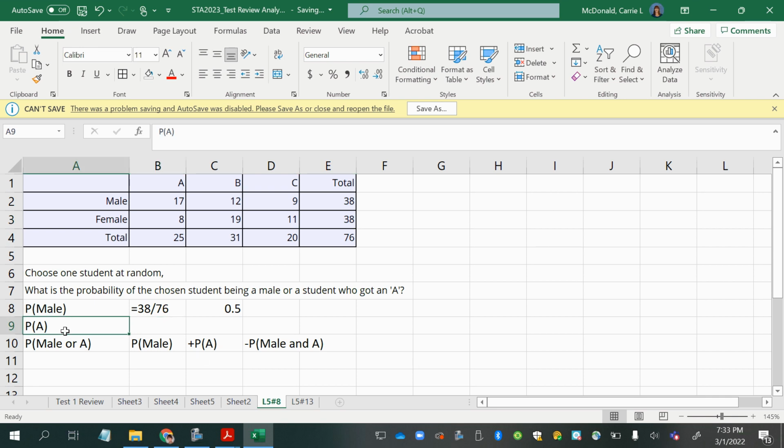Now the probability of getting a grade of A. So again, we'll want to find all the favorable events. So all the students that had an A, we had 25 students total that had a grade of A. And then in the sample, a total of 76 students.